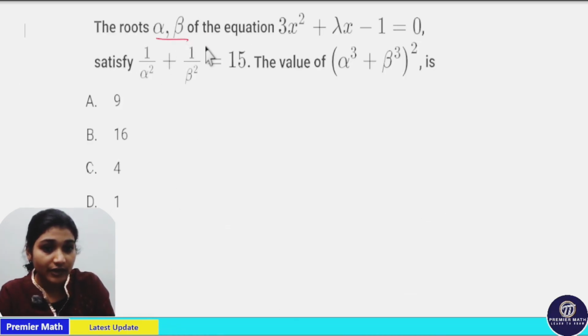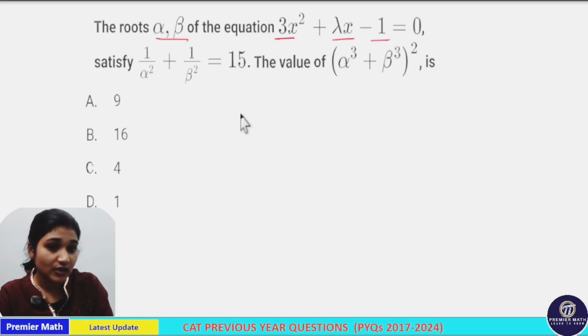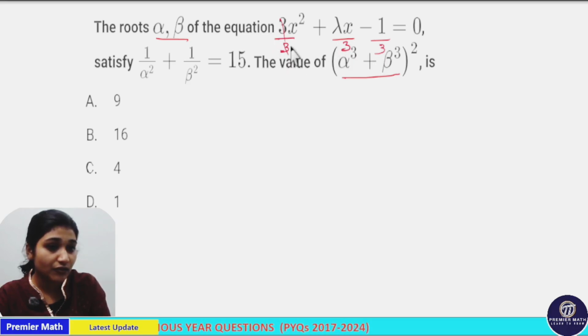The roots alpha and beta of the equation 3x squared plus lambda x minus 1 equal to 0 satisfy 1 by alpha squared plus 1 by beta squared is equal to 15. Then the value of (alpha cube plus beta cube) the whole squared is. Here, if you divide this whole equation by 3, then it is in the form of x squared plus bx plus c equal to 0.